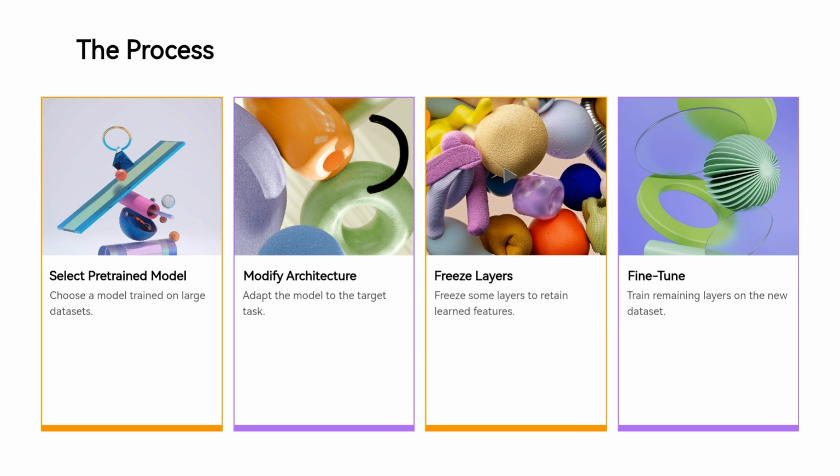Freeze layers. Freeze the initial layers of the model, those that capture low-level features, to retain previously learned features, saving computational resources. Fine-tune. Train the remaining unfrozen layers on the new dataset. Fine-tuning adjusts the weights of these layers to specialize in the target task. This approach helps to leverage the rich, generalizable features learned from a large dataset and reduces the time required to train a model from scratch.